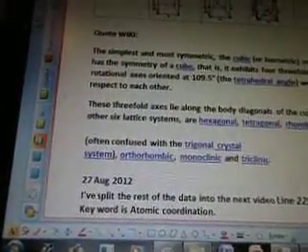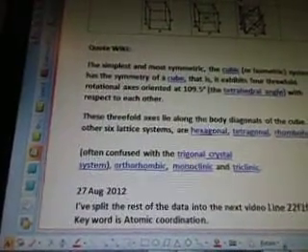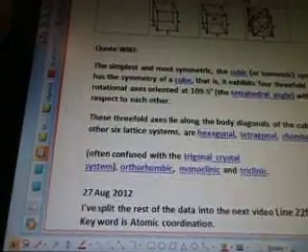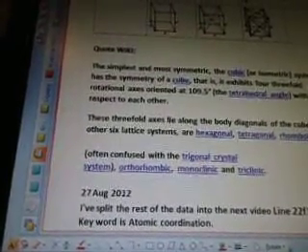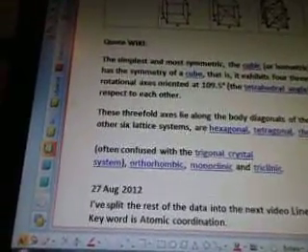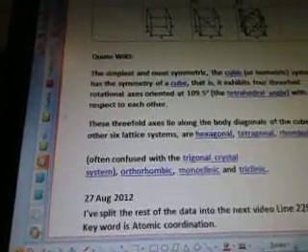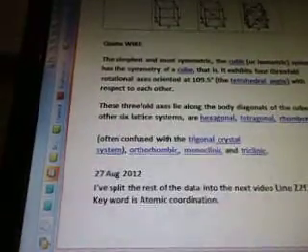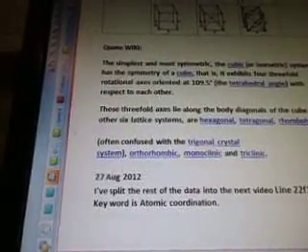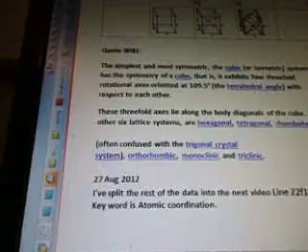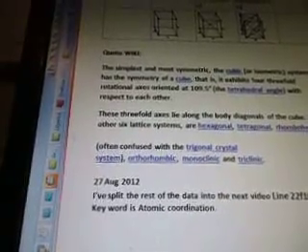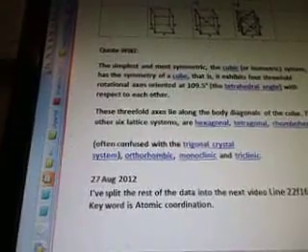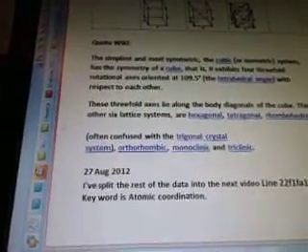Quote wiki, the simplest and most symmetric, the cubic or isometric system has the symmetry of a cube. That is, it exhibits 4 threefold rotational axes oriented at 109.5 degrees, the tetrahedral angle, with respect to each other. These threefold axes lie along the body diagonals of the cube. The other 6 lattice systems are hexagonal, tetragonal, rhombohedral, often confused with the trigonal crystal system, orthorhombic, monoclinic, and triclinic.